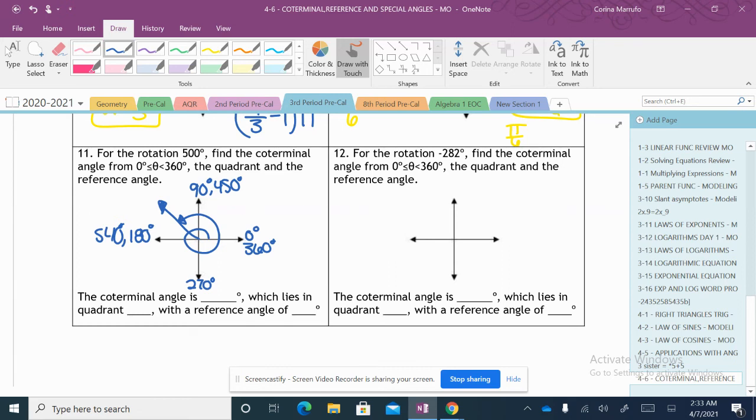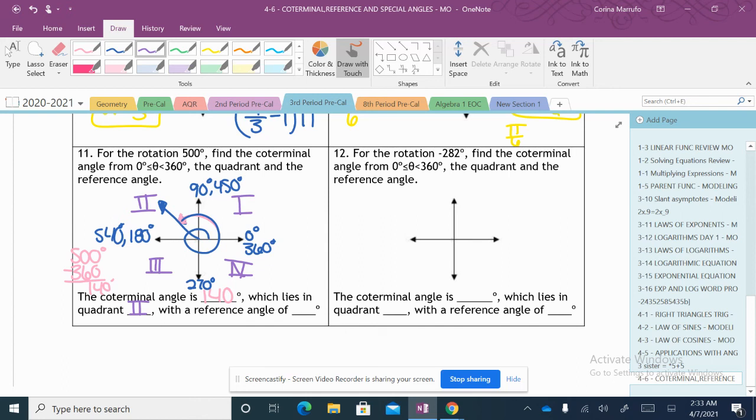So to find the coterminal angle, we're going to take the 500 degrees, and we're going to subtract 1 full rotation away from it. So 500 minus 360 gives me 140. So this angle from here to here is 140 degrees. So here the coterminal angle is 140 degrees, which lies in quadrant 2. Just in case you don't remember, this is quadrant 1, this is quadrant 2, this is quadrant 3, and this is quadrant 4. The order never changes, it always stays like that, okay? Positive or negative, the quadrants are always numbered the same.